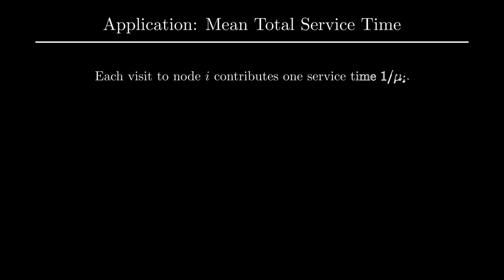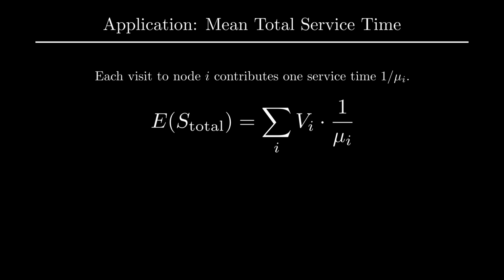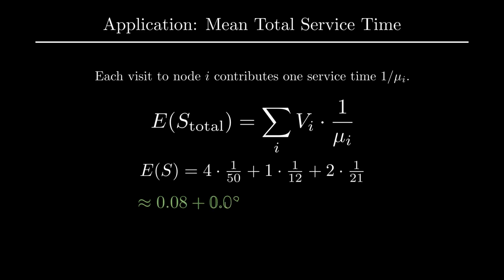Once we know the visit counts, computing the mean total service time per customer becomes effortless. Each visit to node I contributes 1 expected service time, 1 over mu I. We weight each per visit cost by the visit count and sum across all nodes. Plugging in our visit counts and service rates, we find each contribution, then sum them. The total mean service time per customer is approximately 0.26 time units.